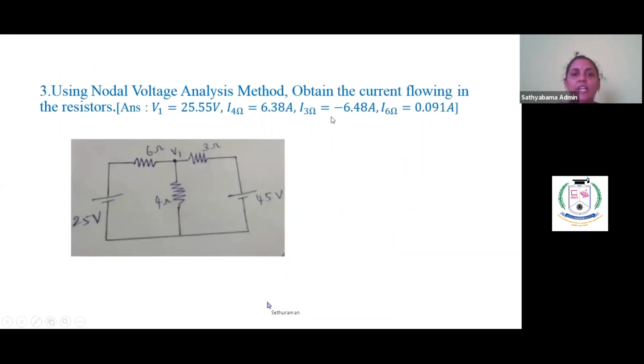Next, using nodal analysis method, obtain the current flowing in the resistors. So now same way you will do this also.